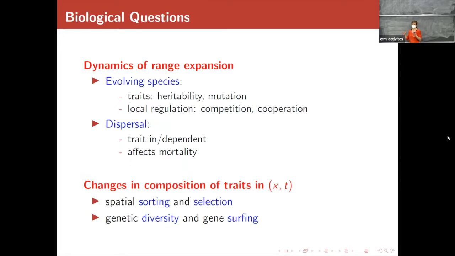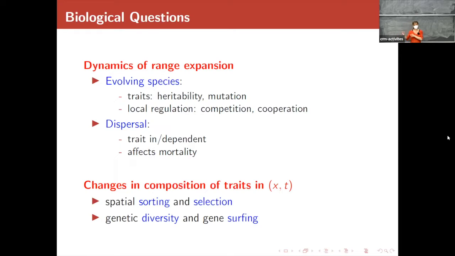What one is interested in recording is the composition of traits in space and time. And so the composition of traits, ecologically, I think the thing that tends to dominate some of the conversation is the aspects of spatial sorting and selection. So spatial sorting is essentially the idea that there can be a stratification of which species get to which parts of space and dominate that part of space. Whereas the selection part is how that interacts with inheritability, right?